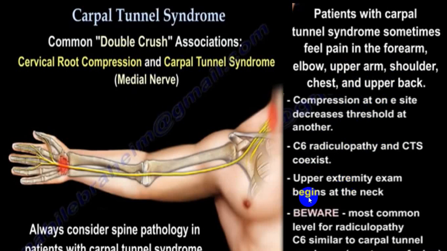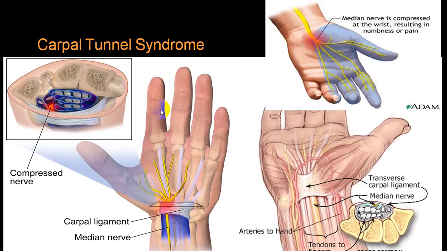Upper extremity examination begins at the neck. Beware, the most common level for radiculopathy is C6, and similarly carpal tunnel can create confusion. So you can have those findings together, and if we have a compressive pathophysiology at the C6 root, we call it C6 radiculopathy, and we also have compression at the carpal tunnel. This is described as double crush.